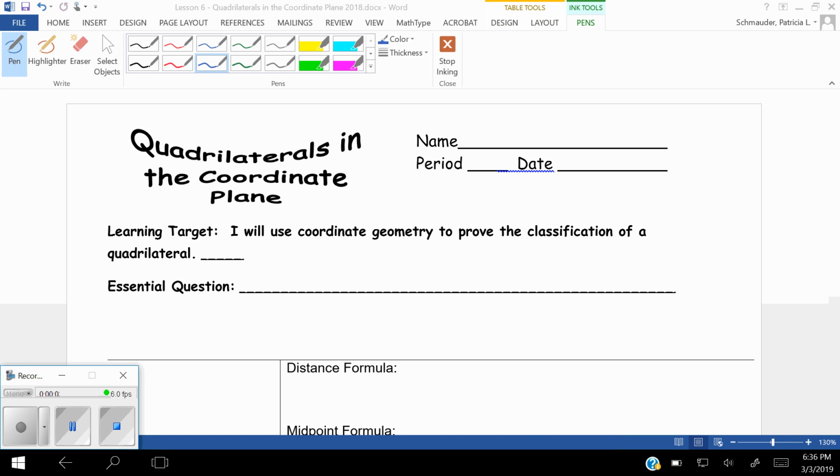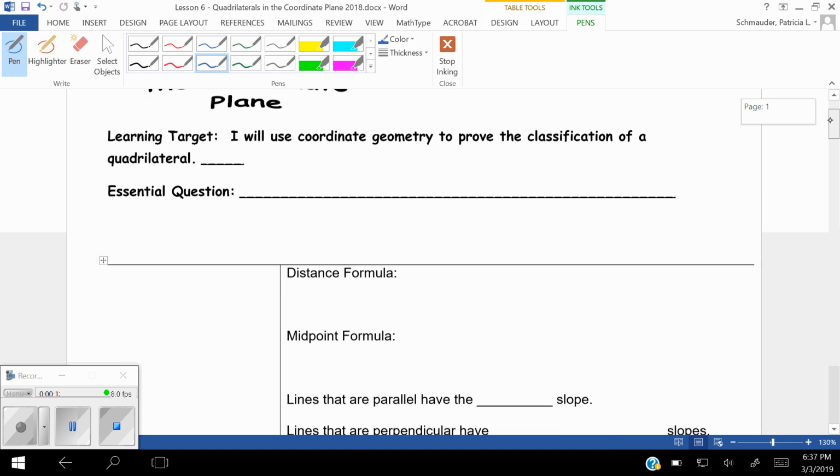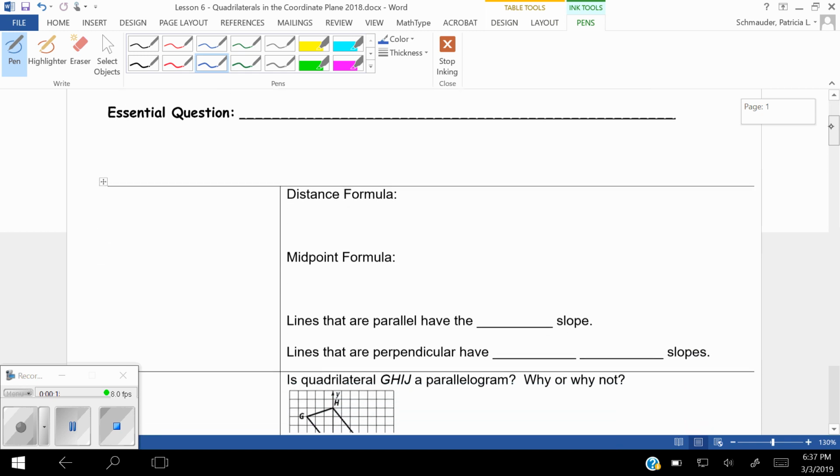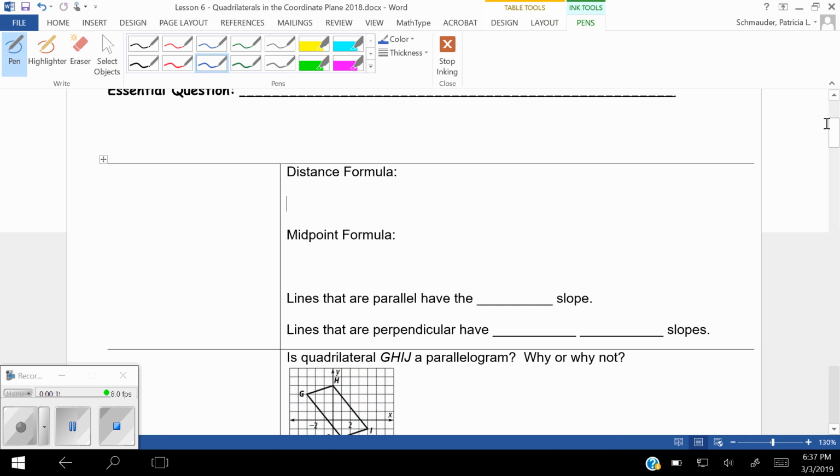Today's lesson is on quadrilaterals in the coordinate plane, and what we're really going to be doing is using coordinate geometry to make the most specific classification possible on the given quadrilateral. And what are we going to use for this? Well, we're going to need to remember the distance formula. So let's write that down.